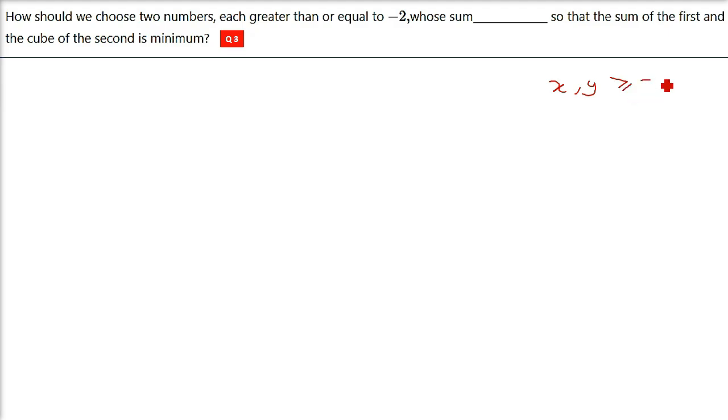Now x and y, we have to choose two numbers each greater than or equal to -2. They can be equal to -2. They have to be greater than or equal to -2. These are the only two possibilities of choosing those numbers.